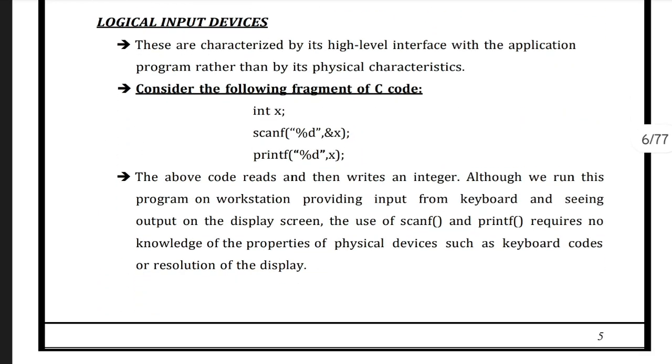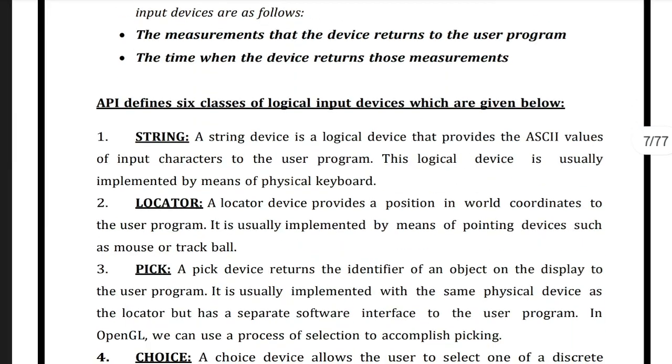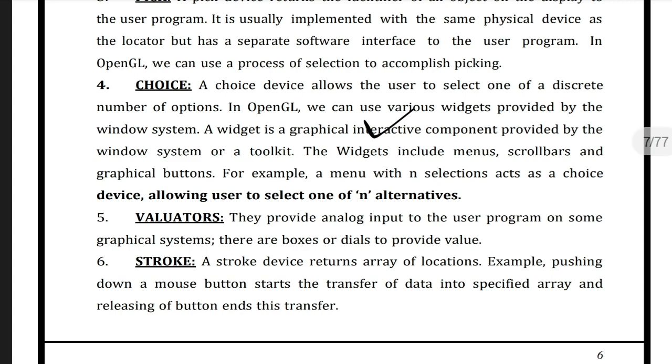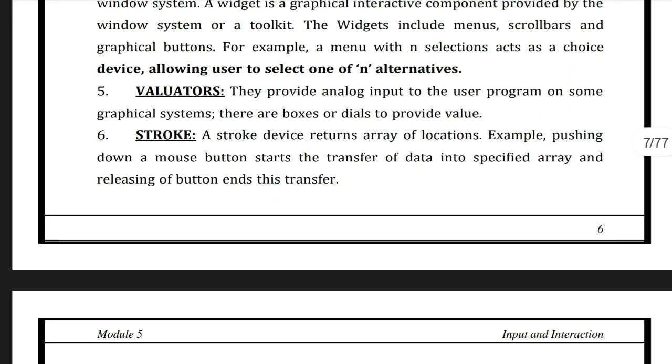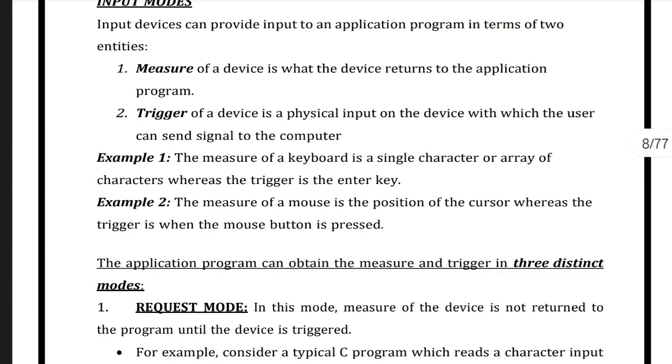Coming to the logical input devices, there we have software devices like scanf and printf, as well as some APIs that are defined. There are 6 APIs. String is for the string, locator is for locating a particular position, pick is used to pick a particular object, choice is for which choice you want, and valuator is for the value the user has selected. Stroke is for drawing a stroke line. Those are the APIs.